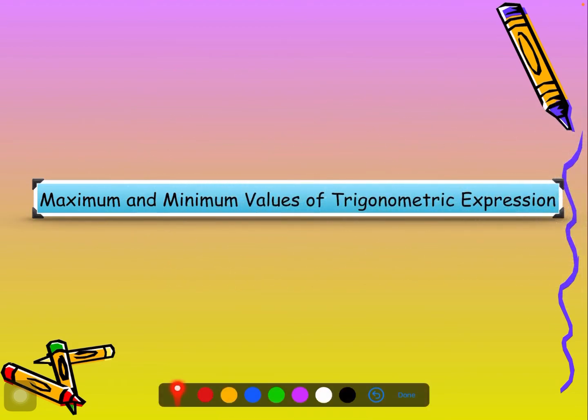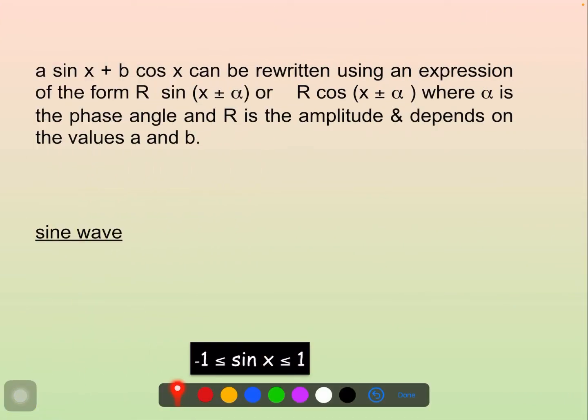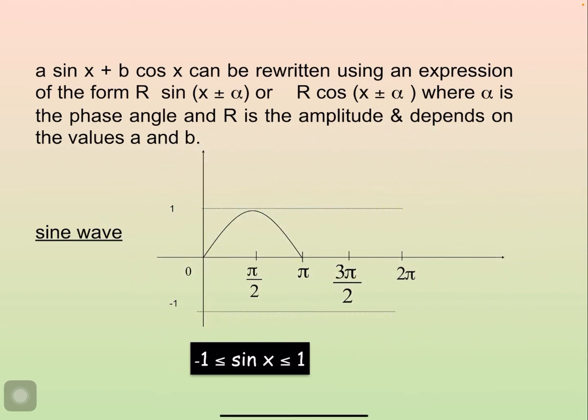Maximum and minimum values of trigonometric expression. A sine x plus b cos x can be rewritten using an expression of the form r sine x plus or minus alpha, or r cos x plus or minus alpha, where alpha is the phase angle and r is the amplitude and depends on the values of a and b. Now we go to refer to the sine wave. This is the sine wave.